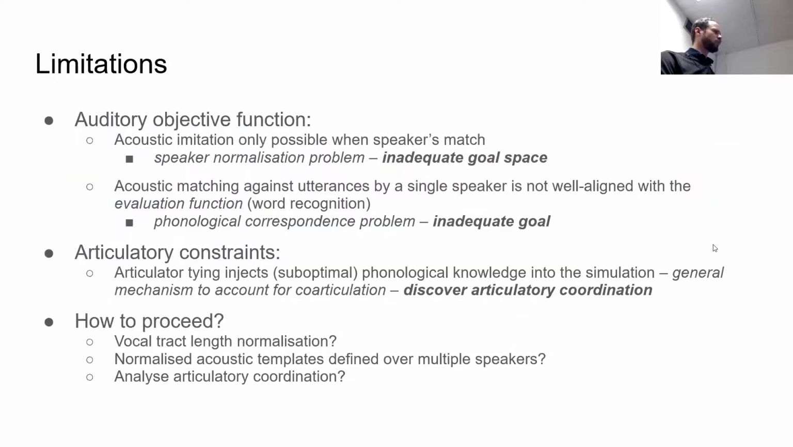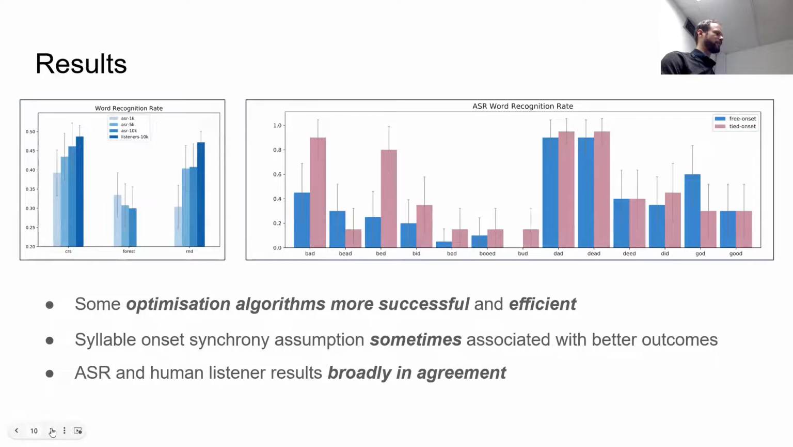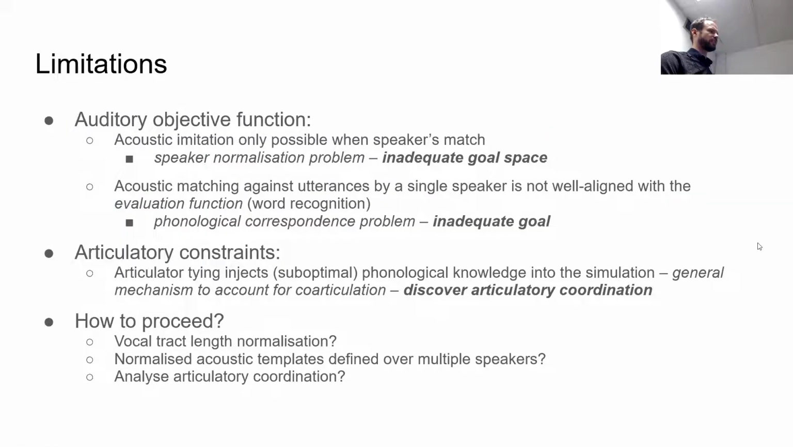So what were the limitations of this approach? We made some technical progress in the study, but we also need to recognize some significant limitations. So firstly, the auditory objective function, acoustic imitation in this case, was not possible when there's a speaker mismatch condition.